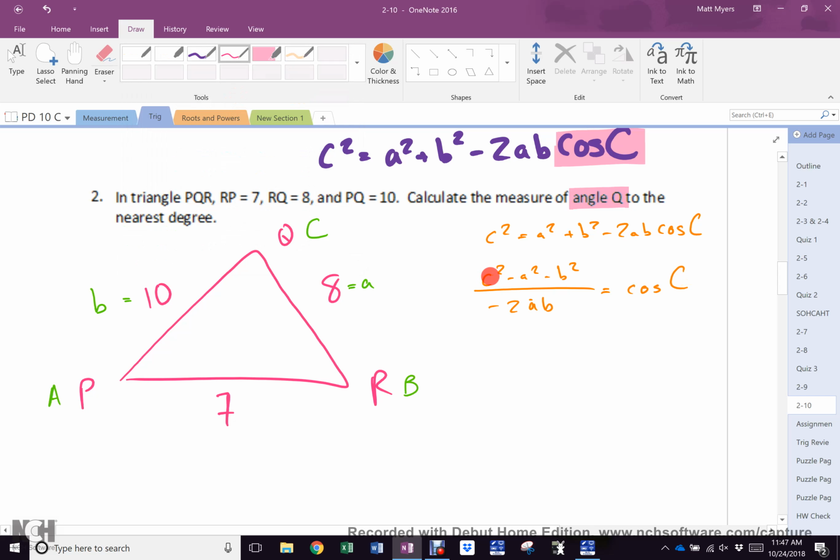C will now be what? Little q. A will now be what? Little p. And B will now be what? Little r. Over negative 2 PR will get me cos Q.